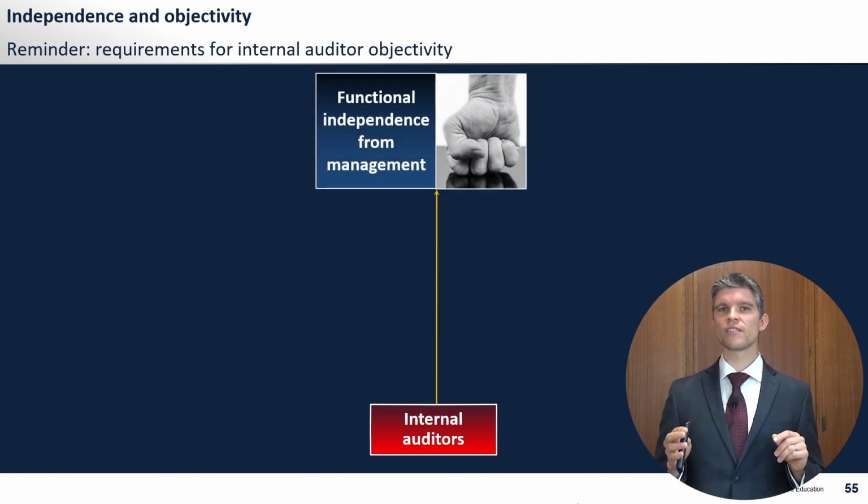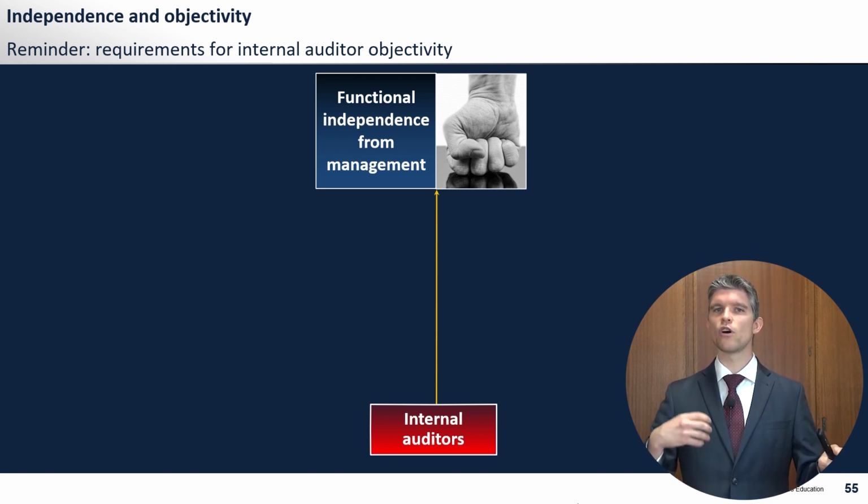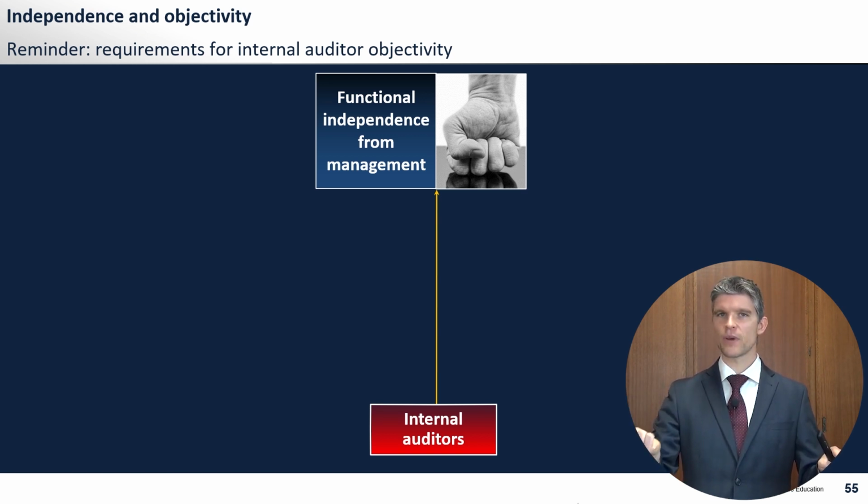The requirements for internal auditor objectivity include functional independence from management. Now here we're kind of seeing things from a different perspective from independence, but you understand that if you're independent from management, it also allows you to be objective. Okay, so this is both for independence and objectivity.